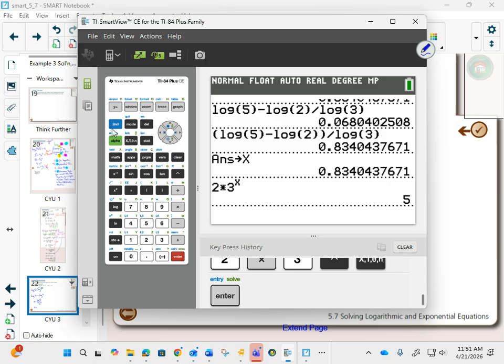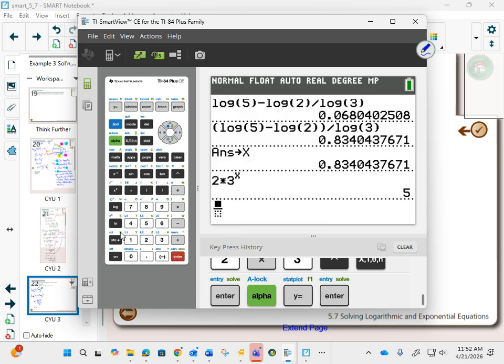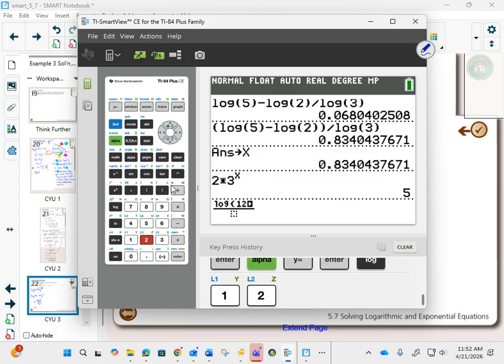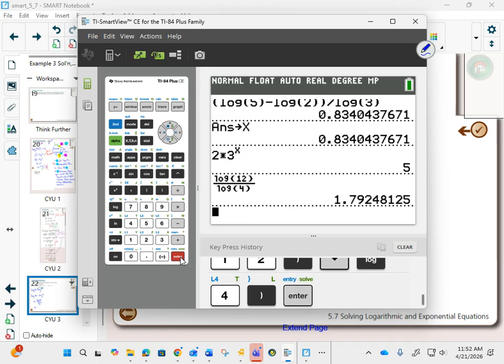So I go log of 12 divide by log of 4. And I get an answer of 1.79.